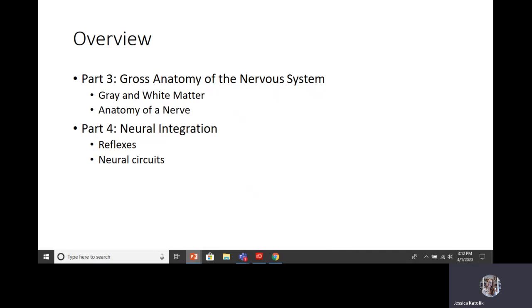The second video for Part 3 is going to be about the anatomy of the nerve. Just like how muscles love to be bundled together with connective tissues, neurons within a nerve are going to be bundled with connective tissues as well. So we're going to go through that structure. It'll look very similar to what we learned in Chapter 10 when we talked about the organization of muscle fibers.